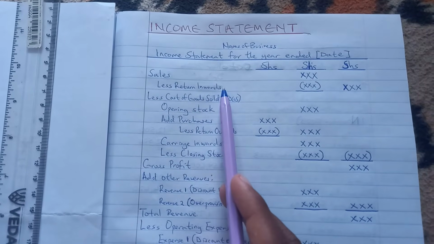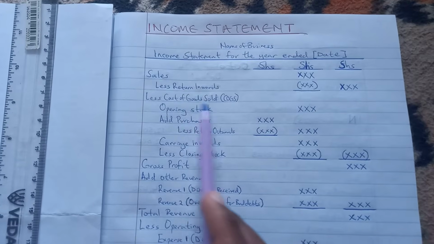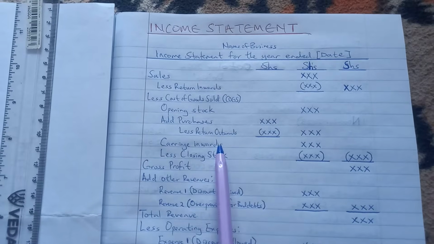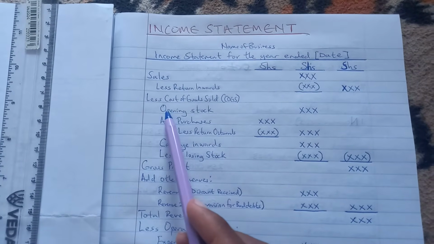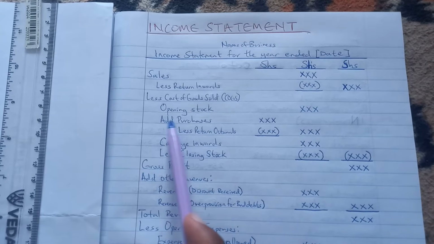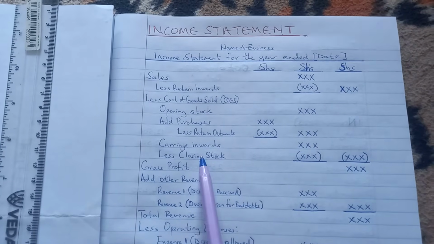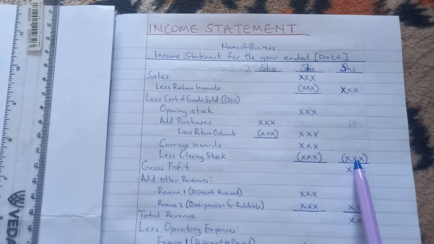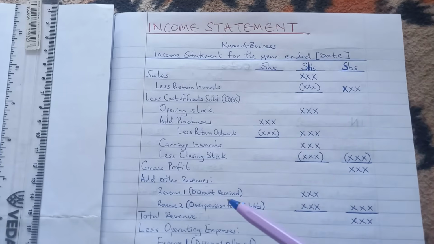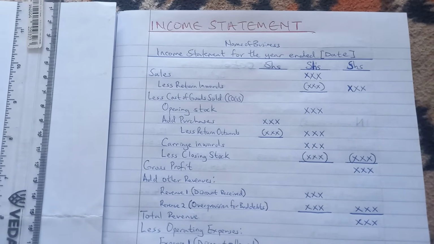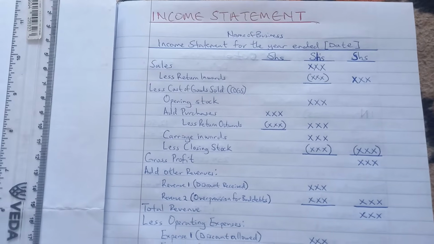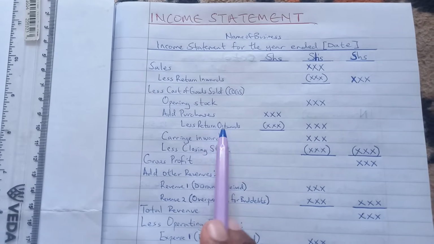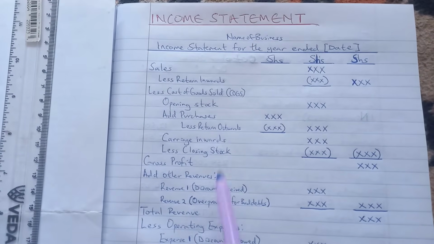Okay, same goes for the cost of goods sold. You may not be given return outwards and carriage inwards. So what will you do? You'll just write the opening stock figure, you write the purchase figure, and then you less the closing stock, for you to get the cost of goods sold. Okay, so this format has included everything that a question can ask, but it doesn't mean that if you are not given return outwards, you still place it in the income statement.